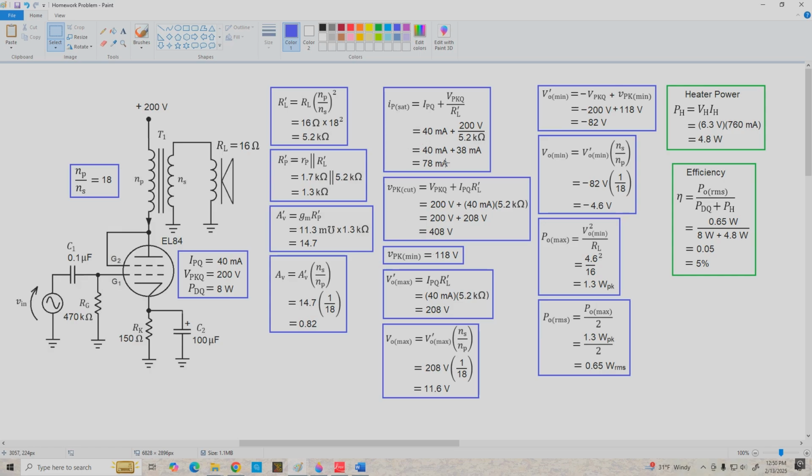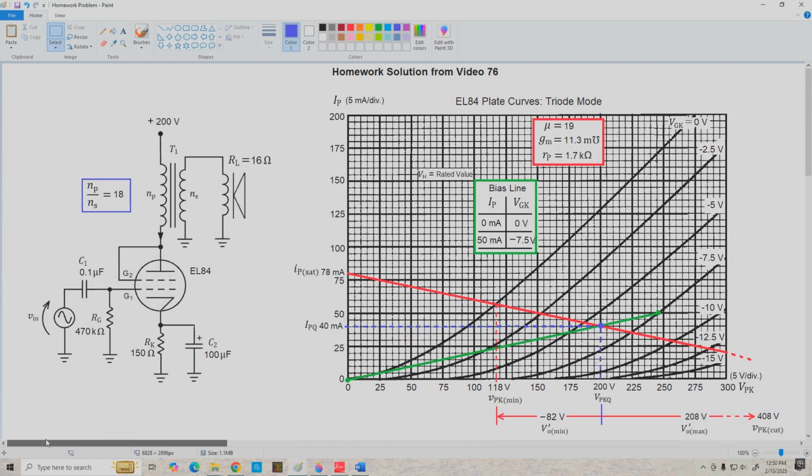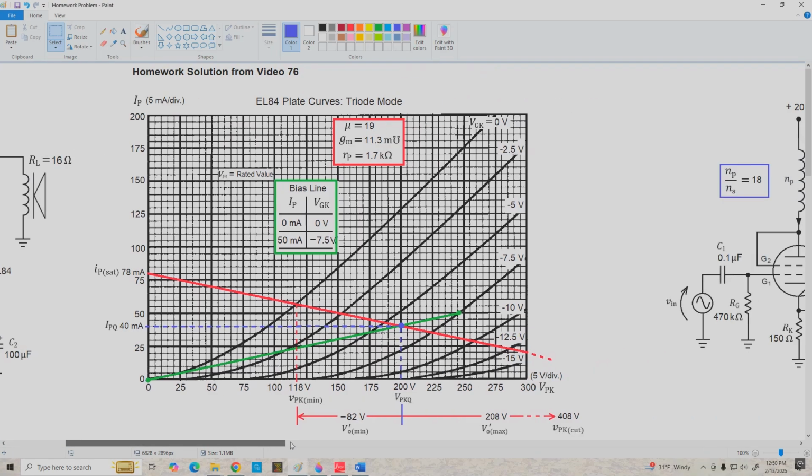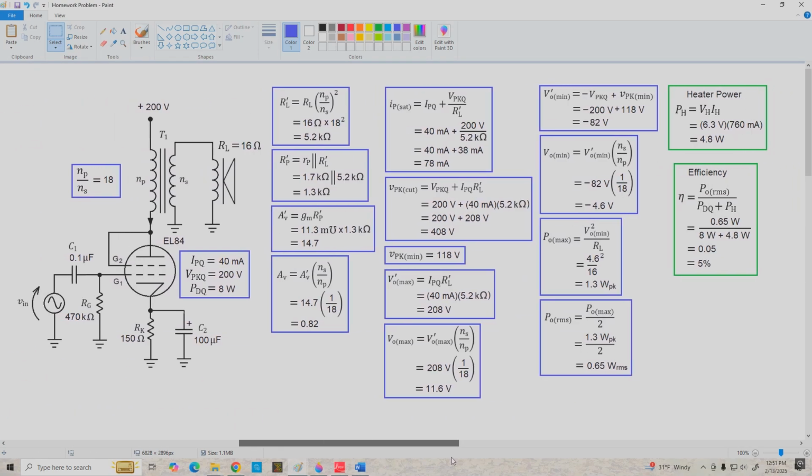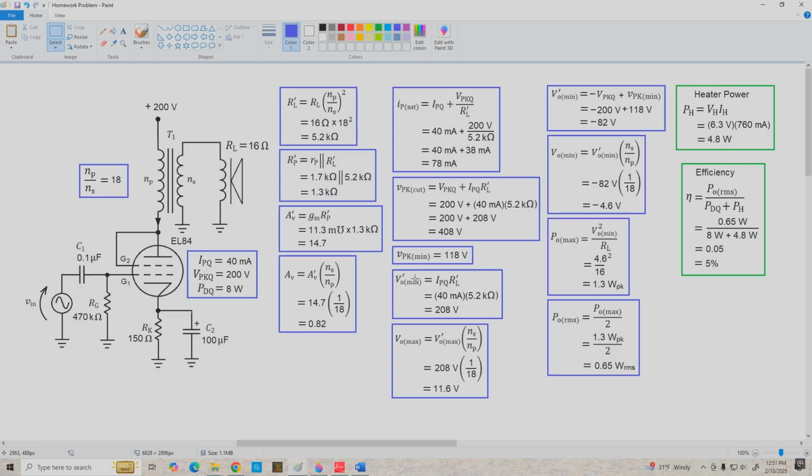IP sat is about 78 milliamps. VPK cutoff is 408 volts. VPK minimum is 118 volts, and remember, VPK minimum is where our AC load line intersects the VGK equals 0 volt curve, and that's right here at 118 volts in this example. All right, V prime O maximum, that's the maximum positive signal swing we can get at the plate of the tube. It's equal to 208 volts in this case.